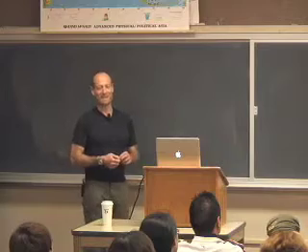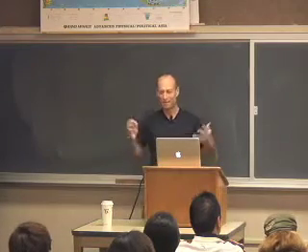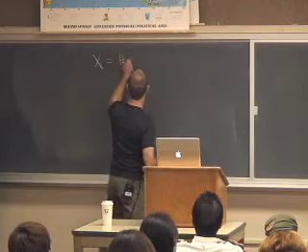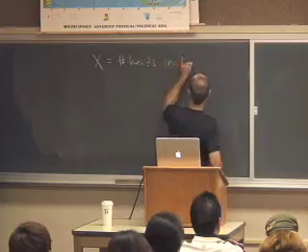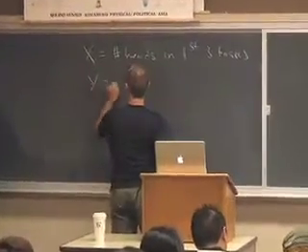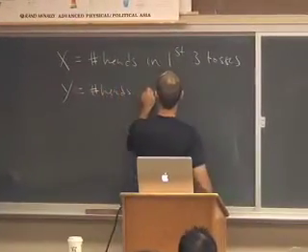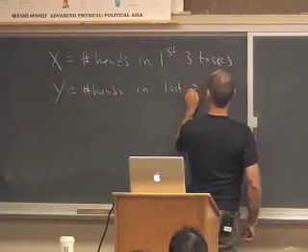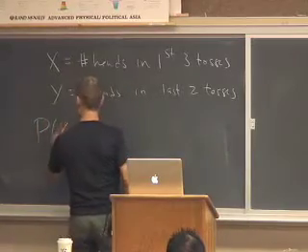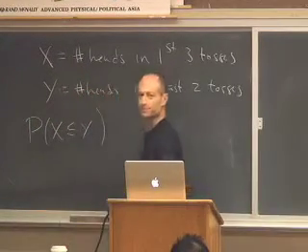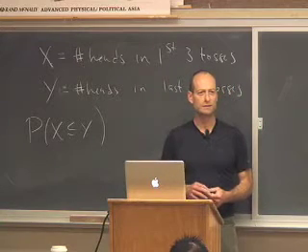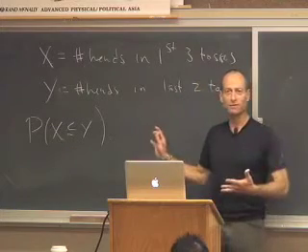We could start by naming things, right? It's always a good idea. Introduce some symbols. Give things a name. All right, so let's let x be the number of heads in the first 3 tosses. And let's let y be the number of heads in the last 2. So what we're asking is, what's the probability that x is less than or equal to y? Okay? So that's some event.